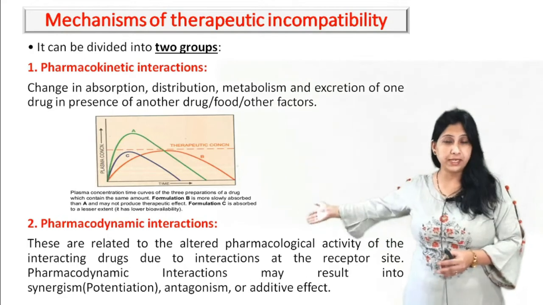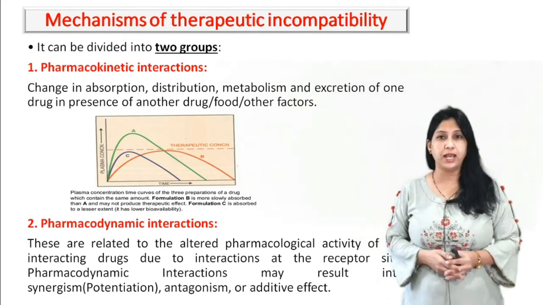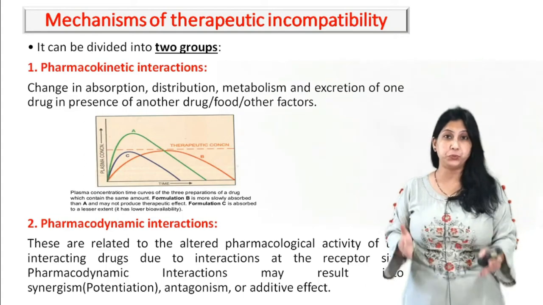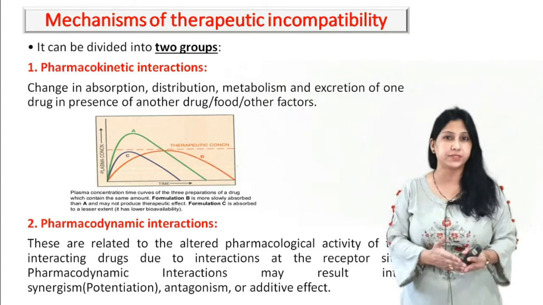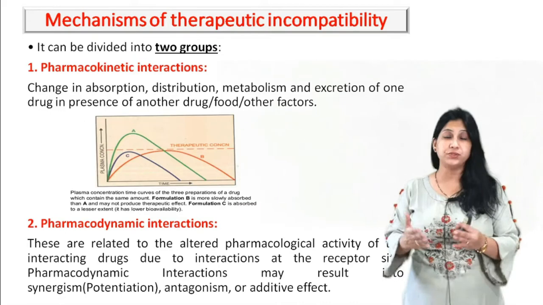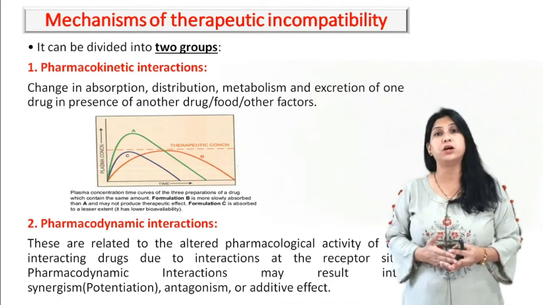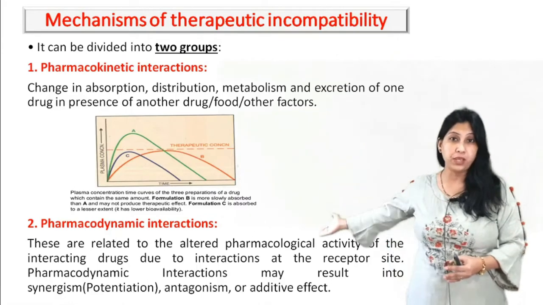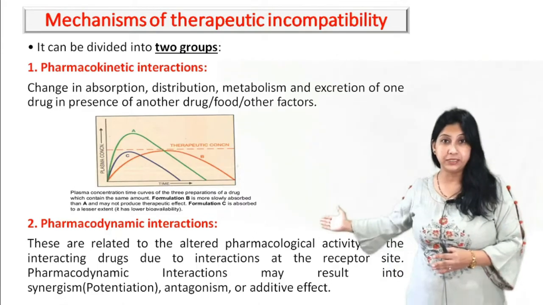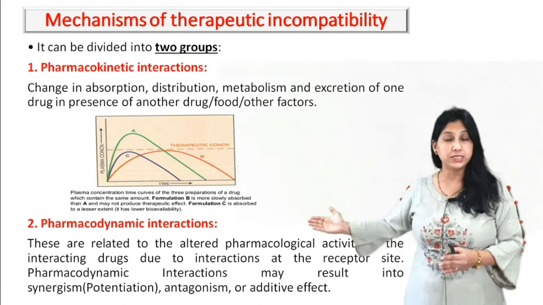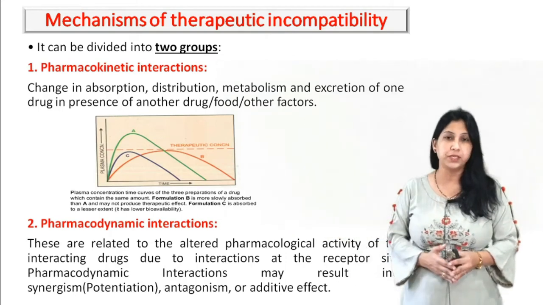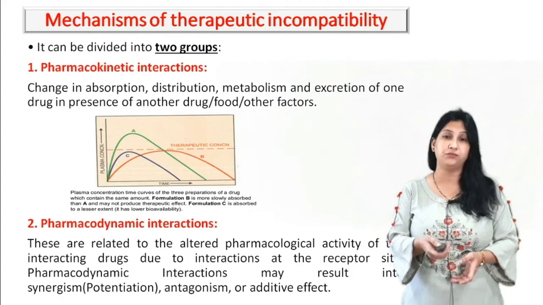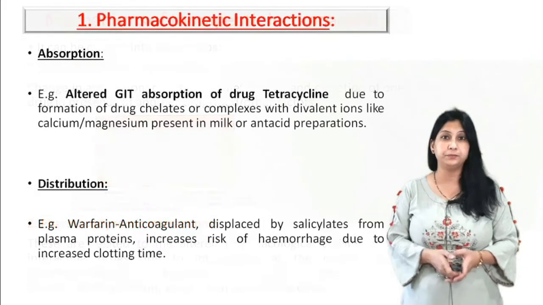The second mechanism is pharmacodynamic interaction, and this occurs because of the competition between two drugs for the same receptor site. This results in a change in the pharmacological activity of one drug or both the drugs, and this may result in either an additive effect, synergism or antagonism. So let's see examples of pharmacokinetic interactions and pharmacodynamic interactions.